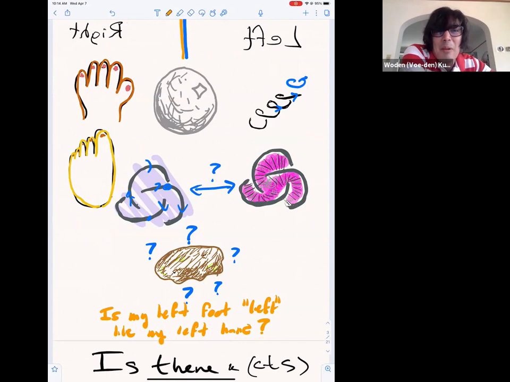Right? I mean, my left foot and my left hand, we both call left-handed, right? Or we both call left, right? They both are on the left side of our bodies. But is there a way to actually say that they both belong in that same class, right? Are they both left-handed in some mathematical sense?